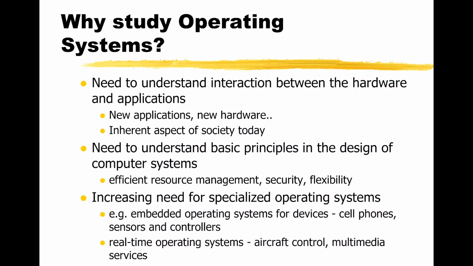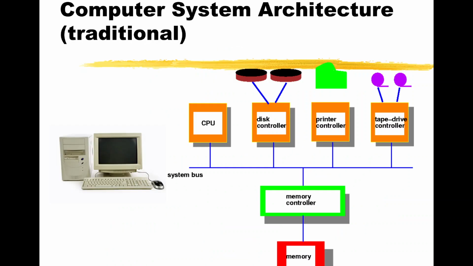Now, the basic principle of computer systems: how does the software talk with the computer systems? Efficient resource management, security, and flexibility have to be properly understood. Then we also have the increasing need for specialized operating systems, happening every day. We have newer things coming out. For example, we have embedded operating systems for devices, cell phones, sensors, and controllers. We have real-time operating systems for aircraft control and multimedia services. So we need to understand how operating systems work so that we can make them better or build newer ones.